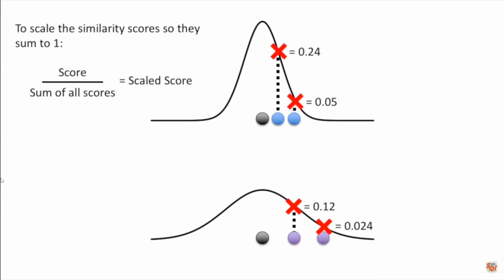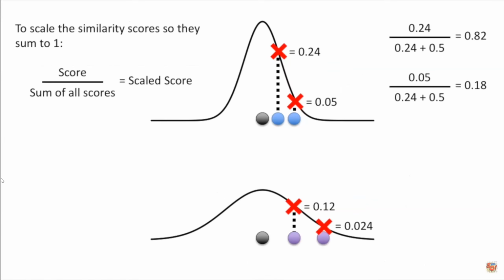To scale the similarity scores so that they sum to 1, you take a score and you divide it by the sum of all the scores. That equals the scaled score. Here's how the math works out when the distribution has a standard deviation equal to 1. We get 0.82 and 0.18 as the scaled similarity scores.